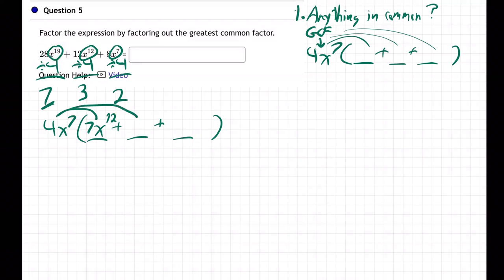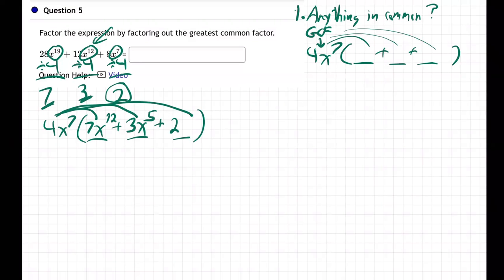Next one, 4 times, and that's going to be the 3. And x to the what? 7 plus 5 will go back to 12. That good? 4x to the 7th times 3x to the 5th. That 4 times 3 is 12. Powers add, also be 12. And last one, 4 times, that's going to be 2. And that's it. So all we need is the 2. Kind of move these parentheses over. All we need is 2 there because 4x to the 7th times 2 is 8x to the 7th. Perfect. And so that is step number 1.